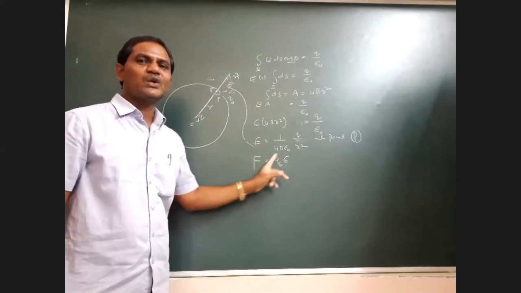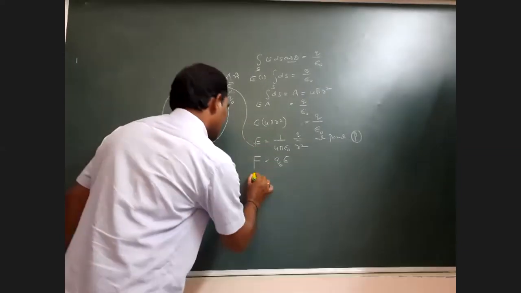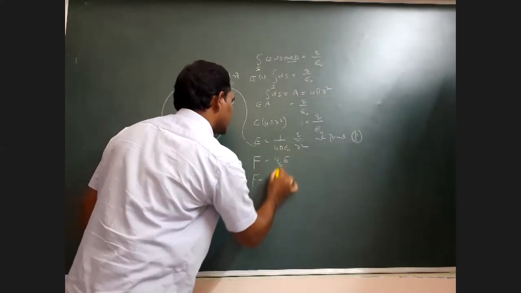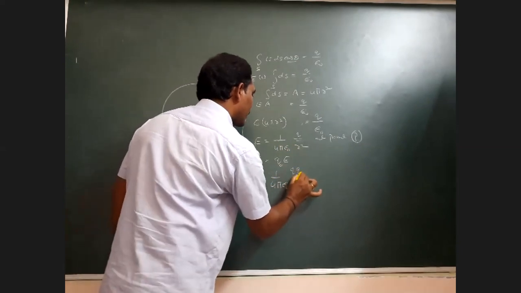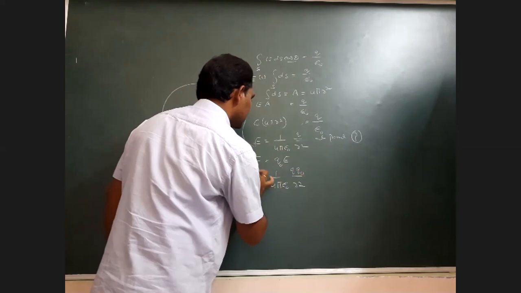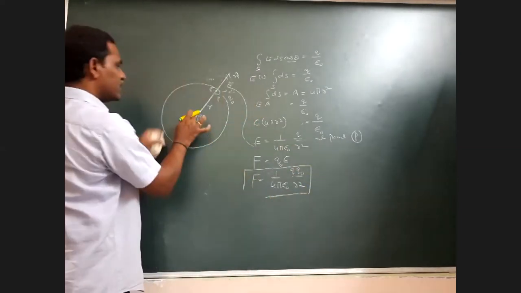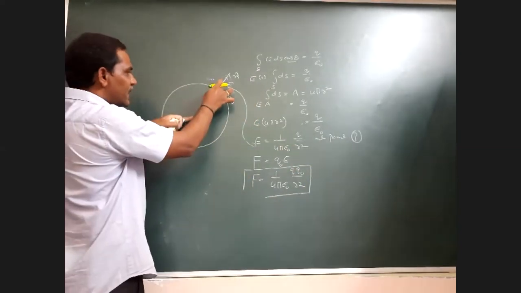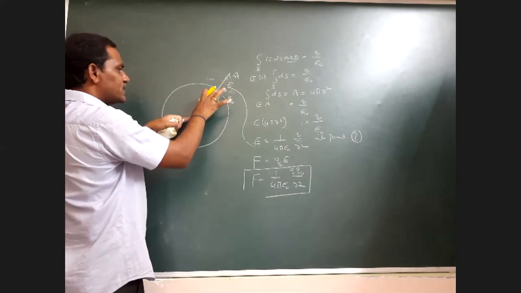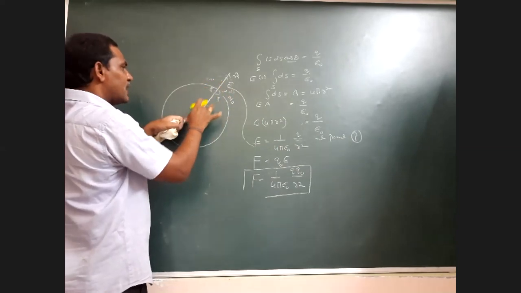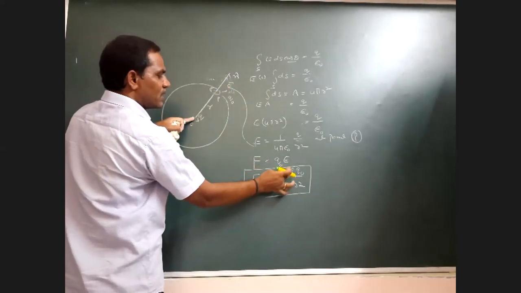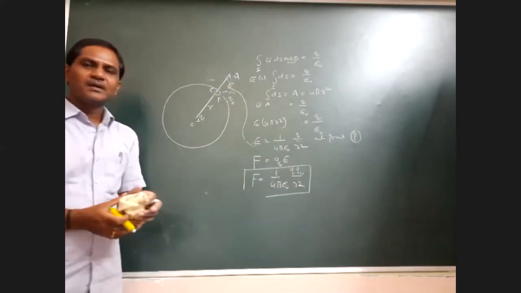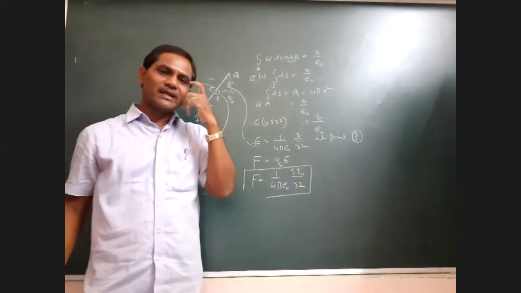F is equal to Q naught E. Hence, F is equal to Q naught into 1 by 4 pi epsilon naught Q naught by r square. This is Coulomb's inverse law. If the charge Q naught is there, and the distance between the point charges is r, then the force acting between Q and Q naught is 1 by 4 pi epsilon naught Q Q naught by r square. That is the statement of Coulomb's inverse law.